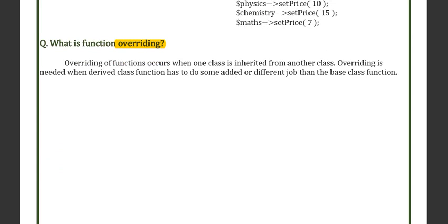Overriding means to write something over it. Suppose your parents have fixed something for you and you don't want to follow your parents' decision. They want you to study in the medical sector, but you want to study in the engineering sector. So if you go with your passion, then this will be the override function.